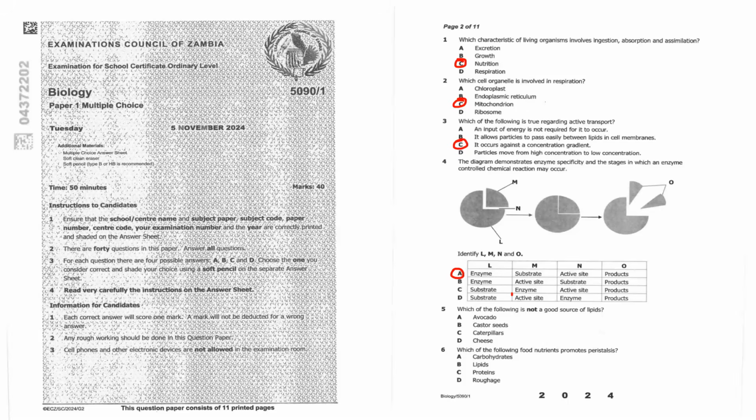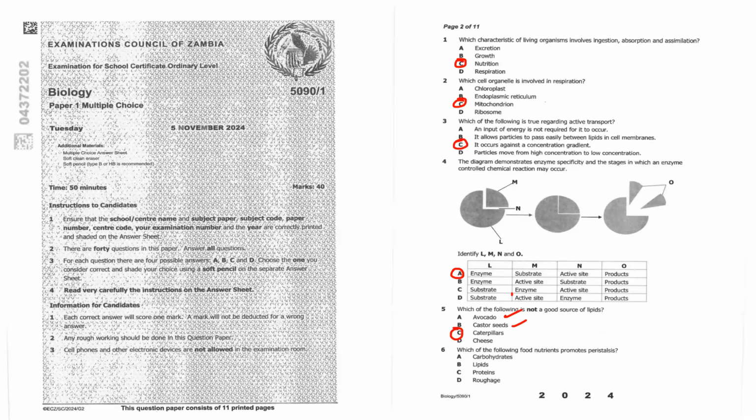Which of the following is not a good source of lipids? Avocado, they are a good source. Castor seed, they are a good source. Caterpillar, not a good source. Cheese, a good source. So caterpillar is not a good source, but cheese is a good source.